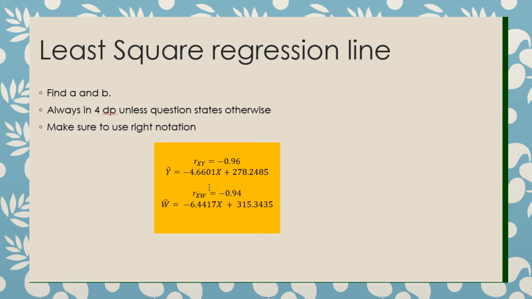Least square regression line. Basically, you're finding A and B. Always transfer in 4dp unless the question states otherwise. Make sure to use right notation.